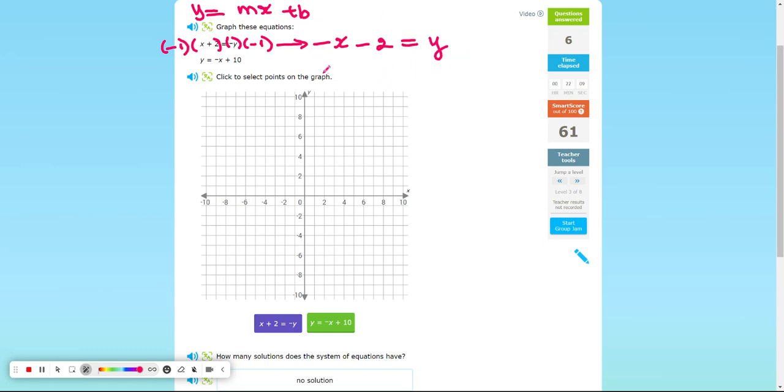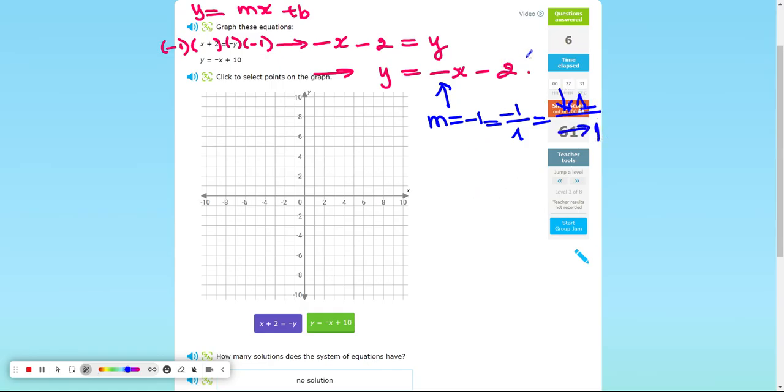You can swap the y from the right to the left, and everything on the left goes to the right side. Okay, so let's graph this. You can see the slope m right there equals negative 1. It means negative 1 over 1, so I go down 1 and then right 1. And this is the b.